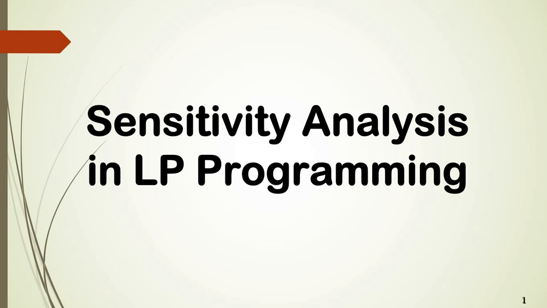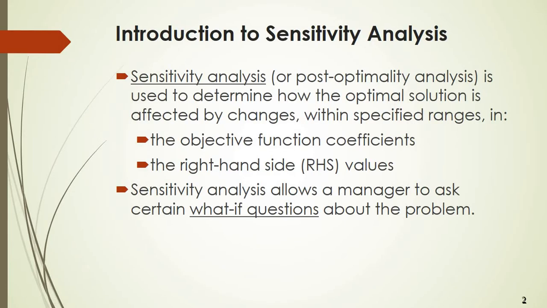Hello. Today's discussion is all about sensitivity analysis in linear programming. Sensitivity analysis, or the post-optimality analysis, is used to determine how the optimal solution is affected by changes within specific ranges, specifically in the objective function coefficients and in the right-hand side, or the RHS values.